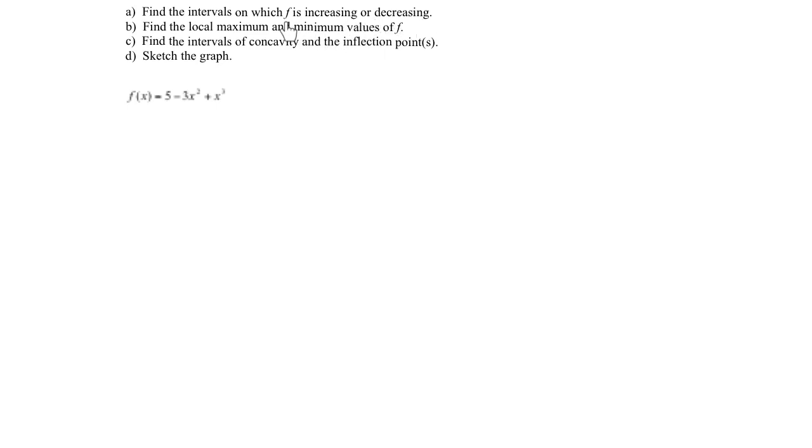Because where the derivative is positive, it means the slope of the tangent line is positive. If the slope of that tangent line is positive, it means the function must be increasing. So to get started here, we need to find the derivative, which is negative 6x plus 3x squared. So to find the critical numbers, we set that equal to 0. Looks like we could factor a negative 3x out and get 2 minus x.